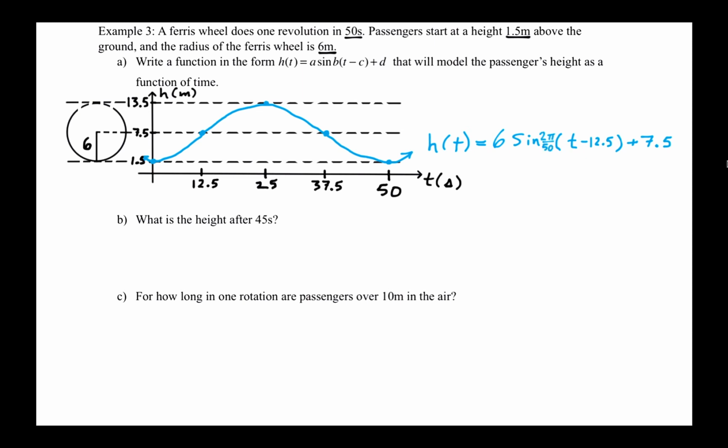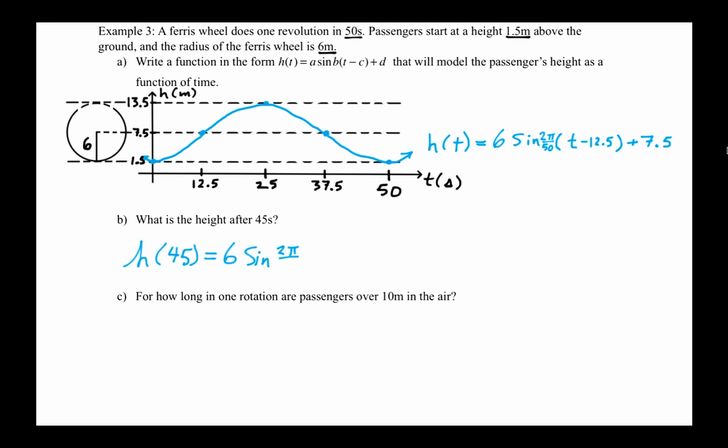And I've got 2 pi over 50. So this is in standardized form, 2 pi over the period. Period is 50. Now you can reduce that to pi over 25 if you want, but you can also leave it as 2 pi over 50. So this is the height function for this graph.